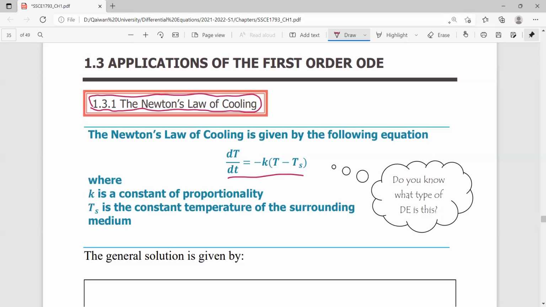Here, k is a constant. It would be given or not. Ts is the constant temperature, and it's the temperature of the surroundings of the object.